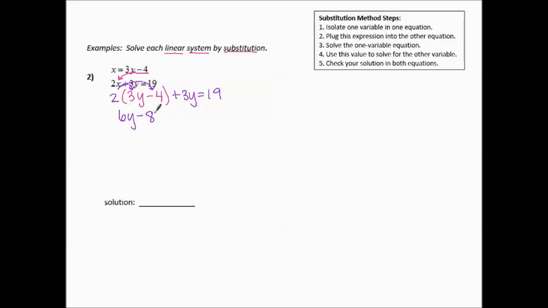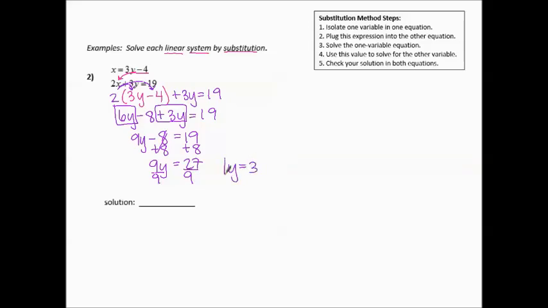I am going to distribute my 2 to both terms. 6y minus 8 plus 3y equals 19. I'm going to combine like terms. 6y plus 3y is 9y minus 8 equals 19. I'm going to add 8 to both sides. 9y is equal to 27. Y is equal to 3.